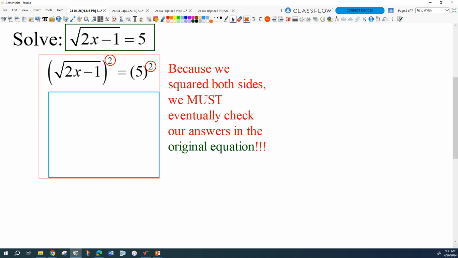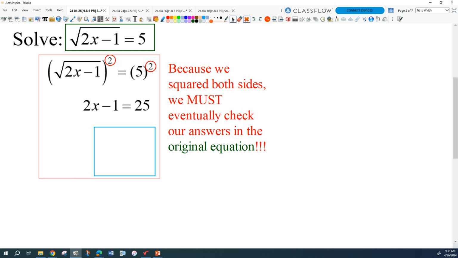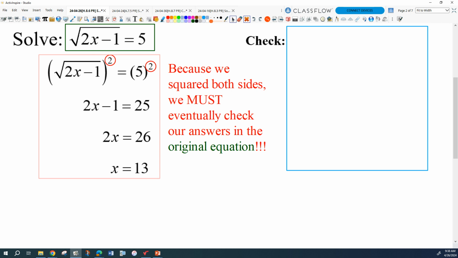Okay, so notice when I square both sides, now we're on high alert here, right? Because we squared both sides, we know that we're eventually going to have to go back into the original equation and plug our solutions in just to check and see if they all work, okay? So what's that give me if I square both sides? What do I get on the left? On the right? That's easy enough, right? Add 1, divide by 2, and everybody agree we get 13, okay?